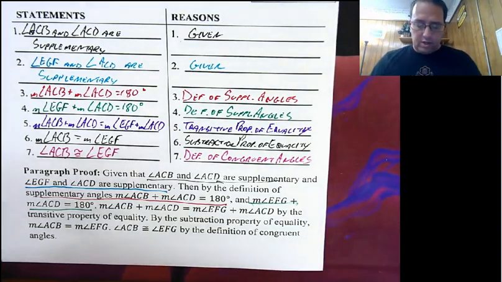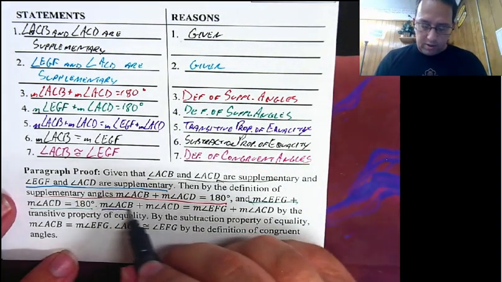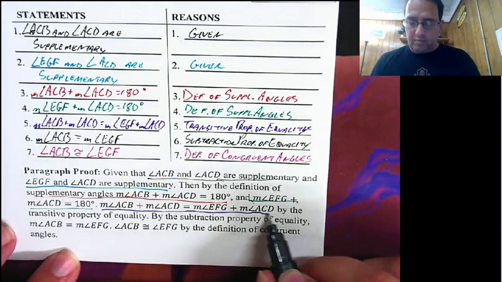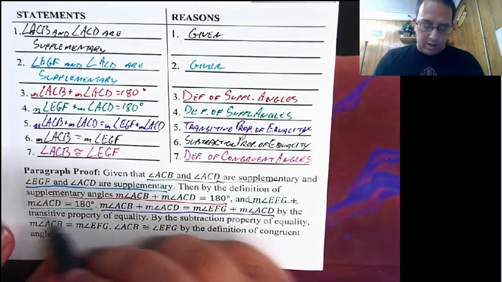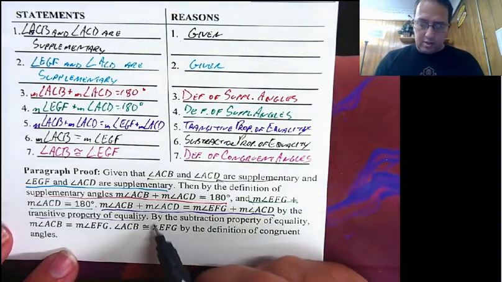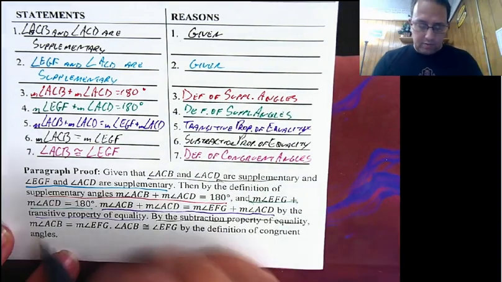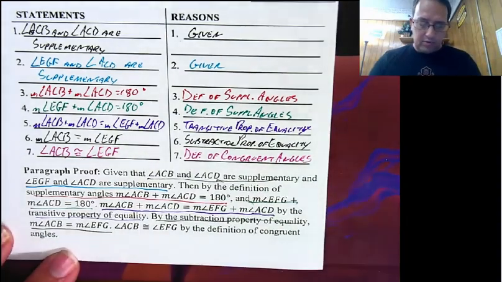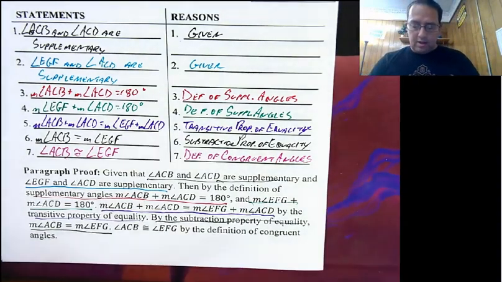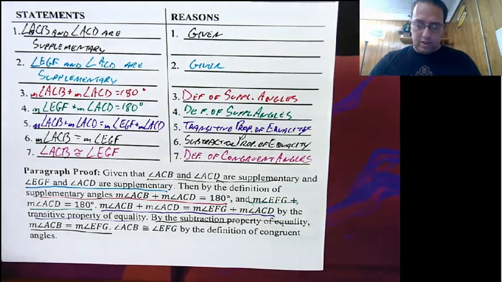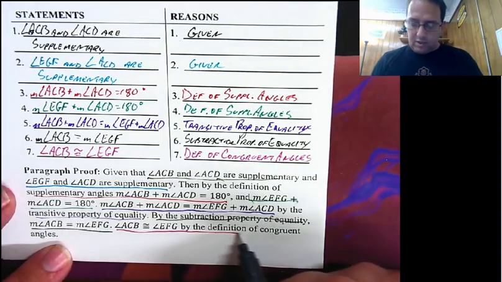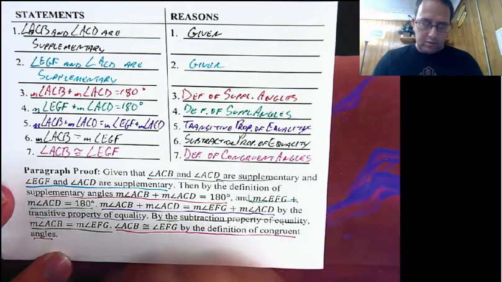By the transitive property of equality, we know that the measure of angle ACB plus the measure of angle ACD equals the measure of angle EGF plus the measure of angle ACD. So, of course, we can use the subtraction property of equality to tell us that the measure of angle ACB equals the measure of angle EGF. And therefore, since those measures are equal, angle ACB is congruent to angle EFG by the definition of congruent angles.